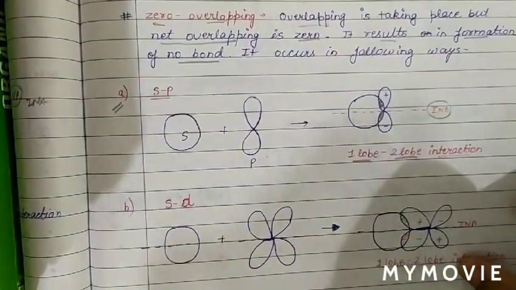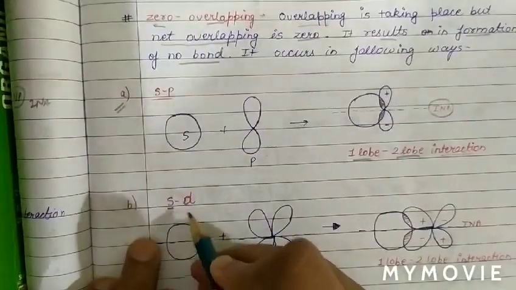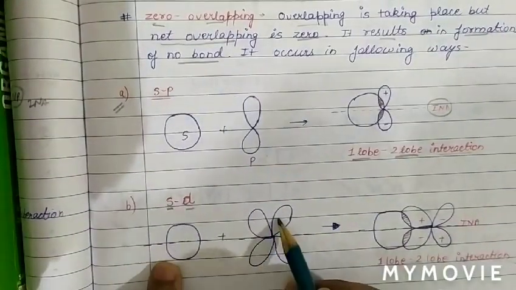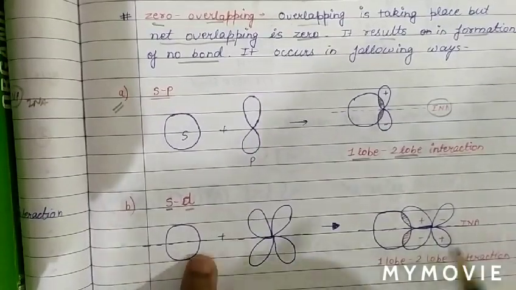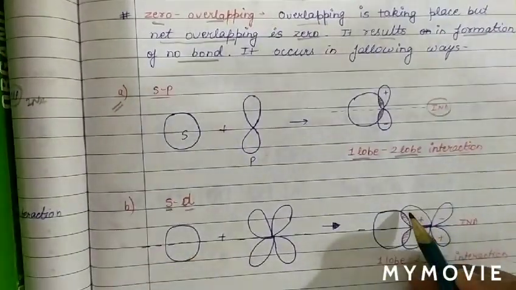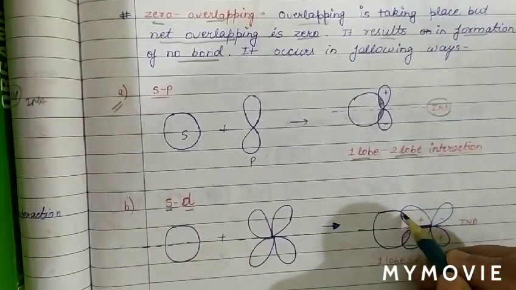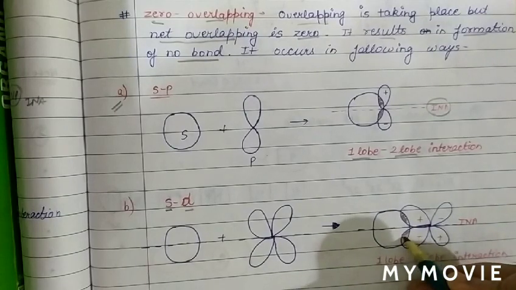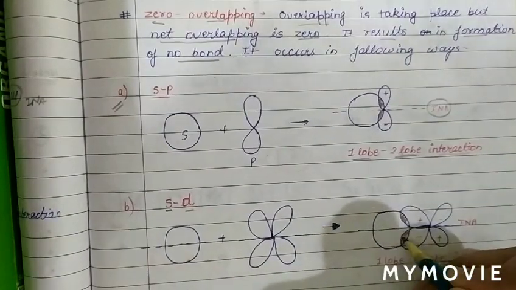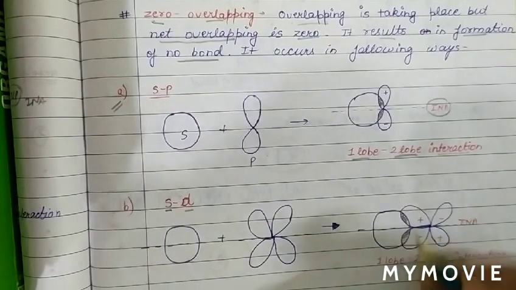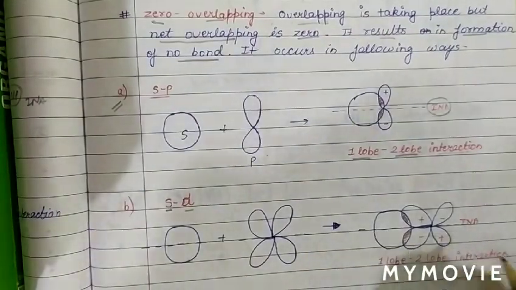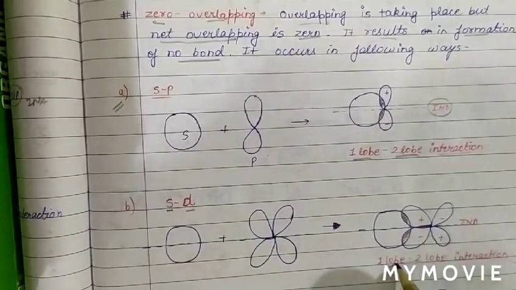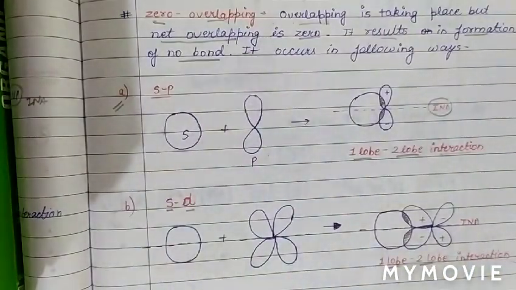The next type of zero overlapping is sd overlapping. S orbital and d orbital will overlap. One of them is s orbital and one of them is d orbital. So overlapping takes place between these orbitals, but when the positive region overlaps, the negative region also overlaps. So the positive region is equal in area with the negative, so it will cancel out. Therefore, it is also a case of zero overlapping. In this case, one lobe of s orbital and two lobes of d orbital interact. It means it is also a one lobe, two lobe interaction.